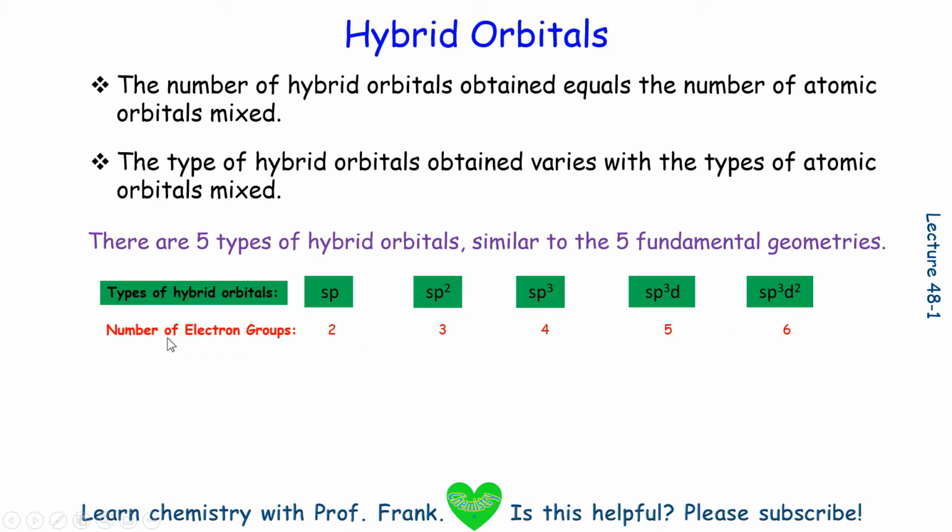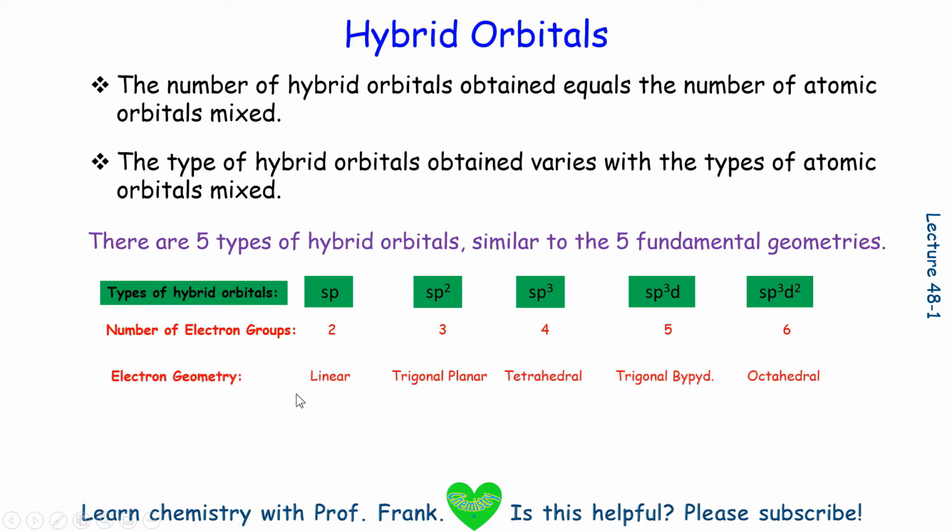Now let's count the number of electron groups. For sp, there are 2 electron groups because there are 2 orbitals, one s and one p. They are mixed, so there are 2 orbitals, which can therefore accommodate 2 electron groups. sp2 has 3 orbitals, one s and 2 p orbitals, that can accommodate 3 electron pairs, and so on for 4, 5, 6.